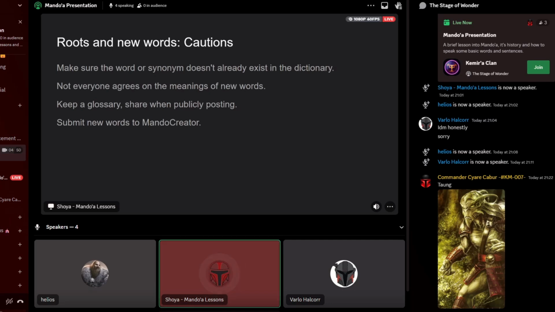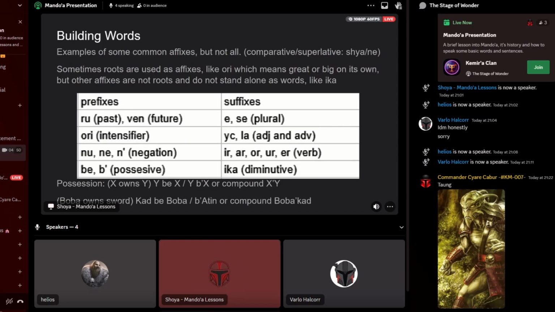Sometimes, or eventually, you might get really good at making them on the fly and making them make sense on the fly. But for the most part, it's best not to do that. And if you think of a good one, then share it. Submit it. You can submit it to Mando Creator. You can share it anywhere really, just to see if other people agree, and if that word catches on, then its meaning will make sense to people because then it's publicly known.